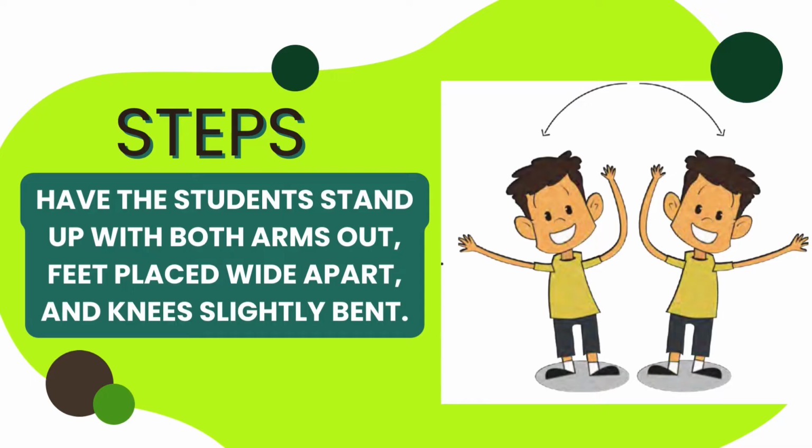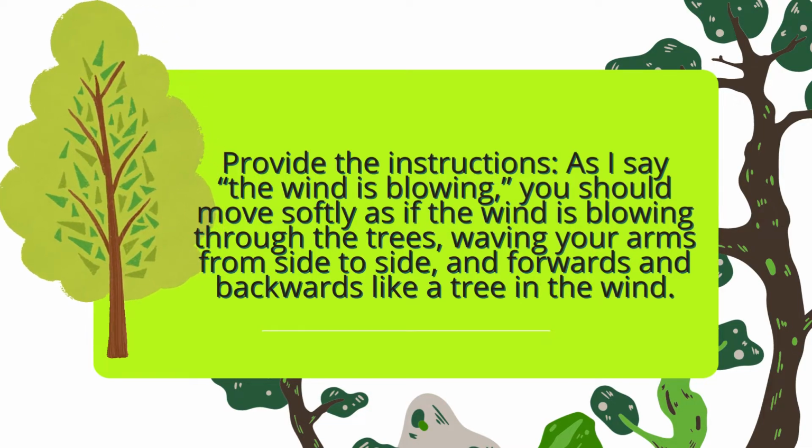So, what are we going to do as a facilitator? As a facilitator, we have to let our learners stand up with both arms out, just like in the picture, and feet placed wide apart and knees slightly bent. That will be our first instruction to our pupils, to our students. We are going to let them stand up with both arms out, feet placed wide apart, and knees slightly bent. And then you are going to provide the instructions like this.